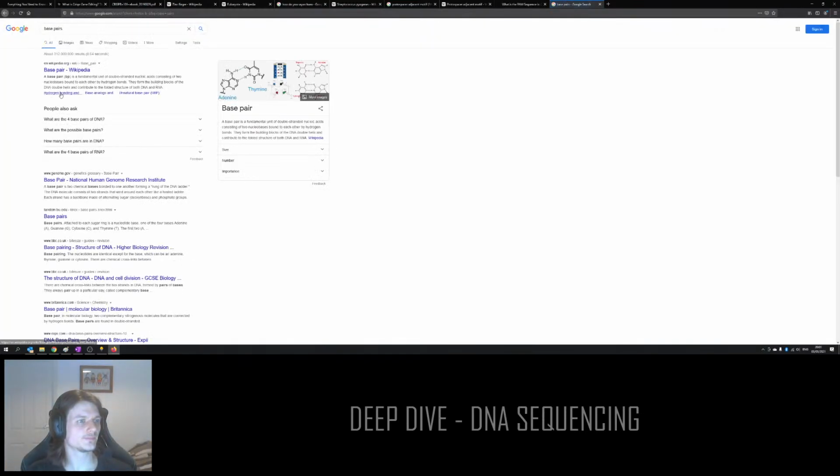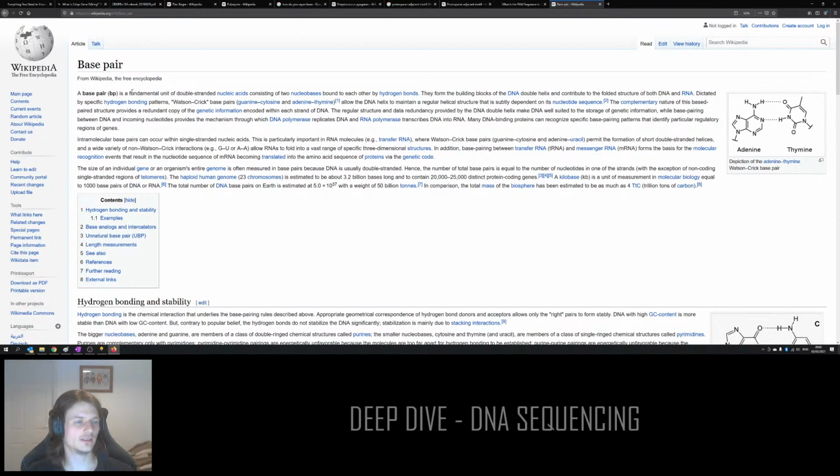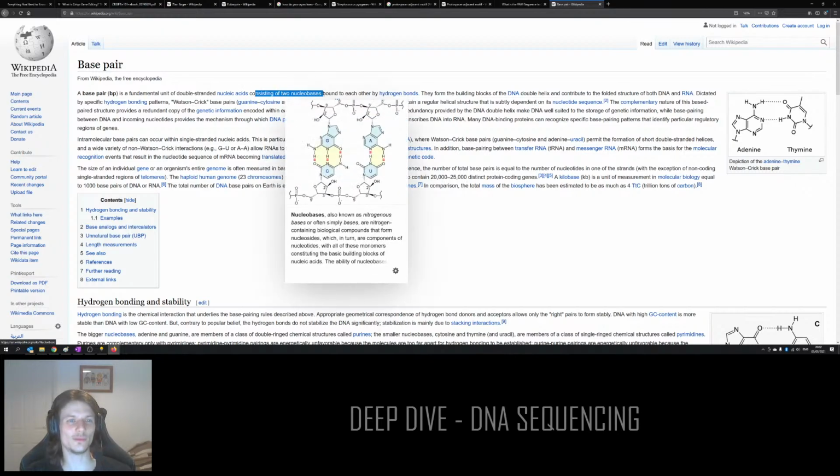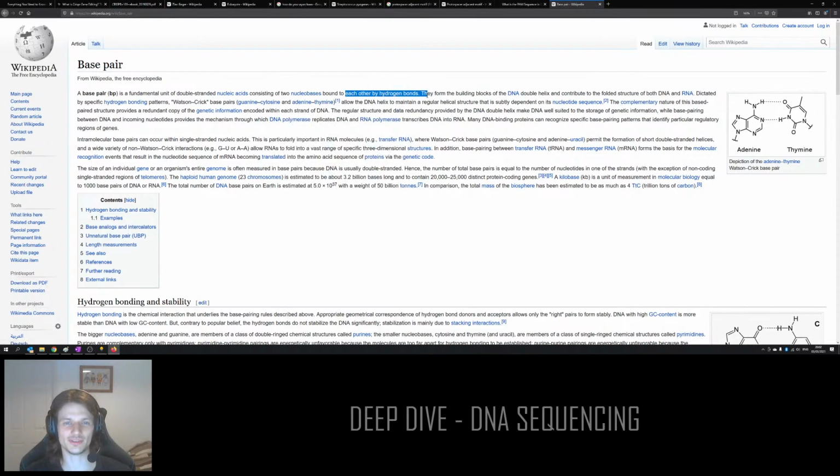Base pairs. A base pair is a fundamental unit of double-stranded nucleic acids consisting of two nucleobases bound to each other by hydrogen bonds. They form the building blocks of the DNA double helix and contribute to the folded structure of both DNA and RNA. Cool. Okay, let me read that again. A base pair is a fundamental unit of double-stranded nucleic acids, consisting of two nucleobases bound to each other by hydrogen bonds. They form the building blocks of the DNA double helix and contribute to the folded structure of both DNA and RNA.